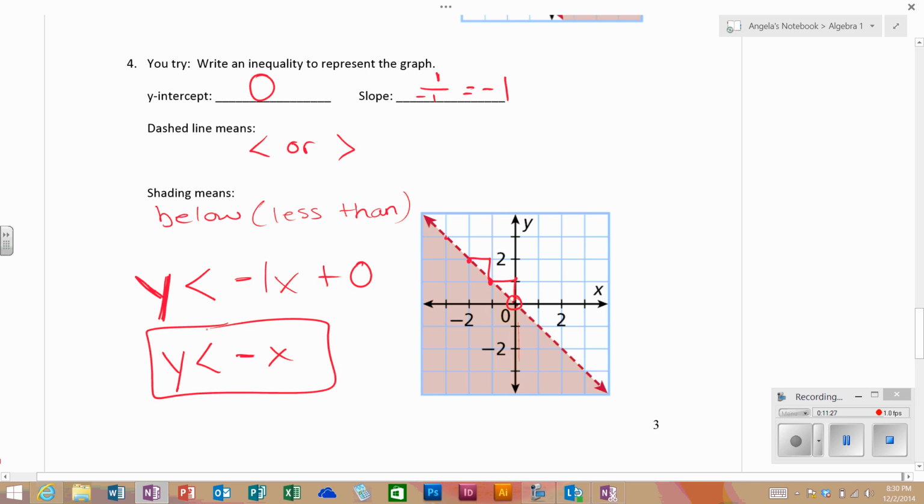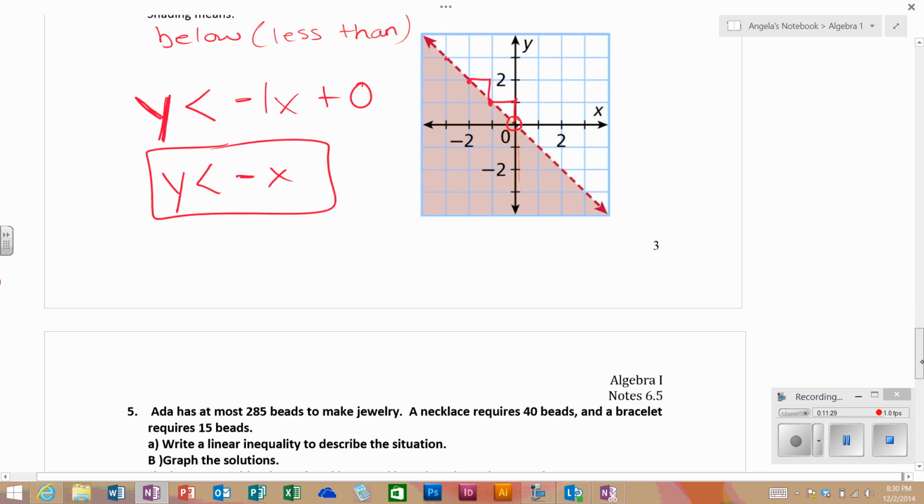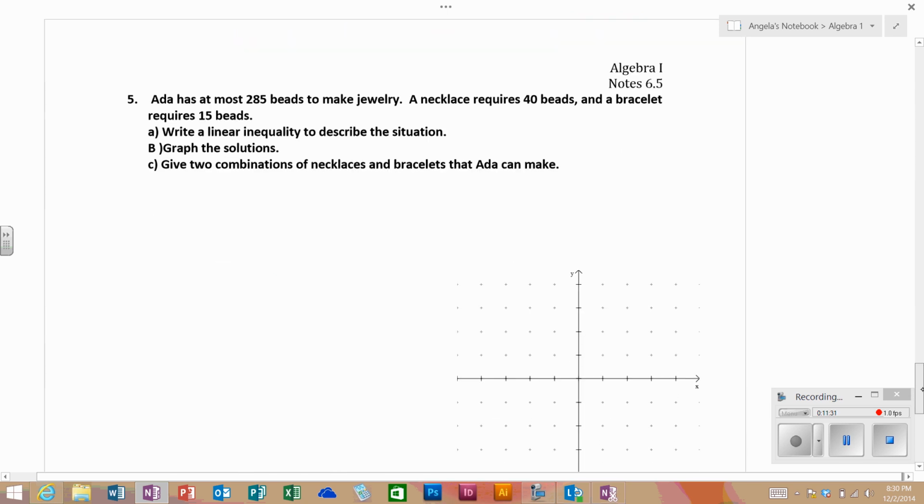All right, one last problem. Got a word problem. I know, you're fun, your favorite thing to do. All right, Ada has at most 285 beads to make jewelry. So at most, that's a really important word there. That means that she can't have any more than 285. The most she can have is 285. Okay, that's the most amount of beads.